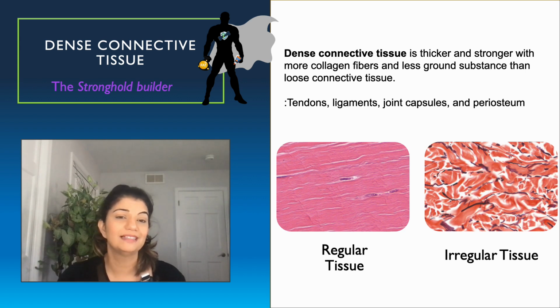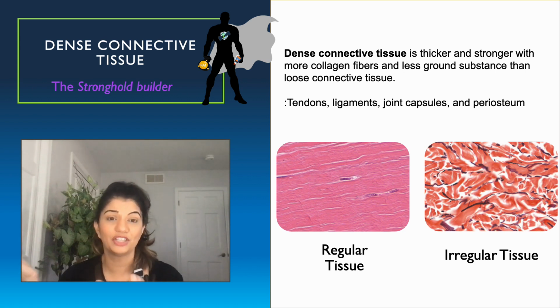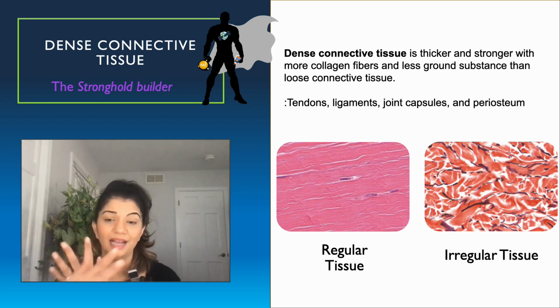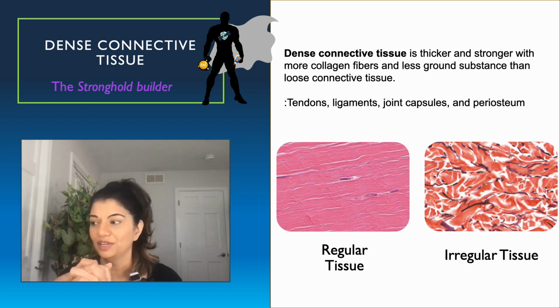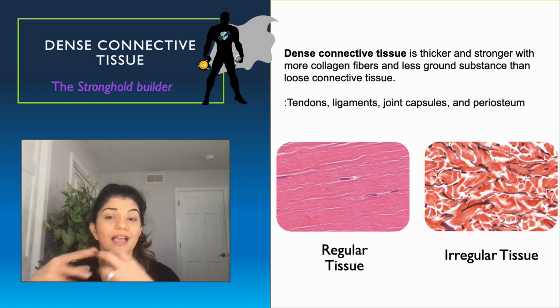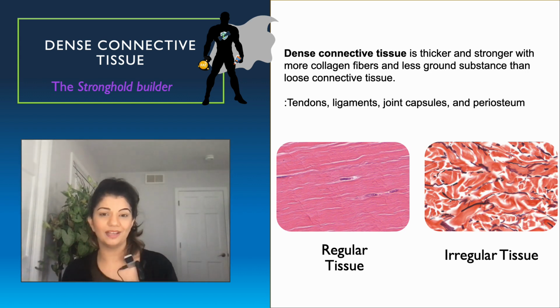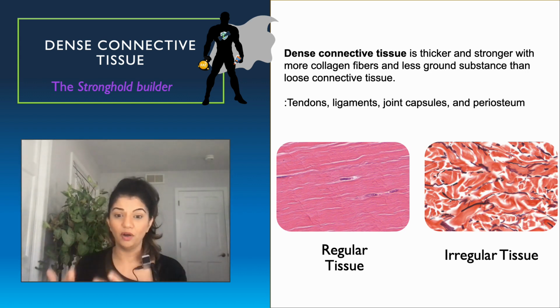Now we're going to talk about dense irregular connective tissue. This is what it says. It's not going to have those regular fibers. What it's going to have is all these irregular patterns, and they're going to be woven somewhat like a fabric, because the fibers are all in different directions. But because they're in different directions, it gives us strength in multiple directions rather than just one, right?